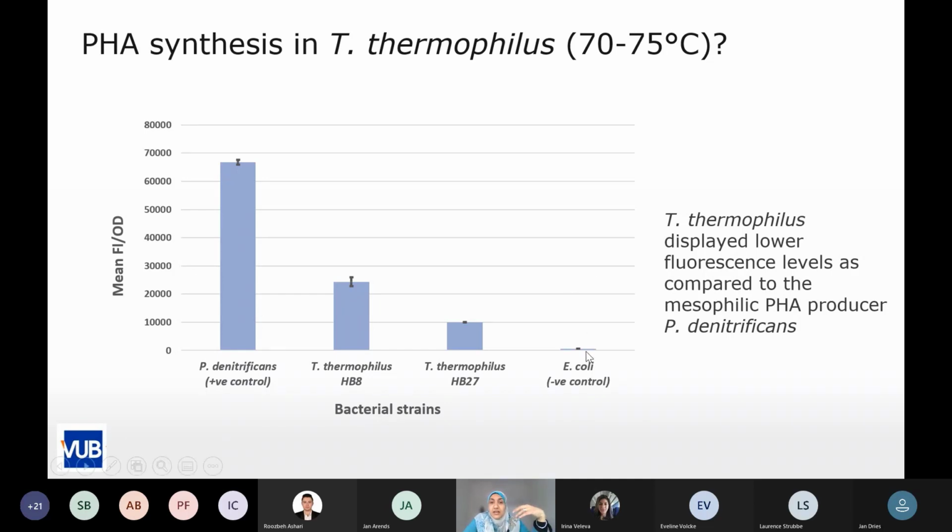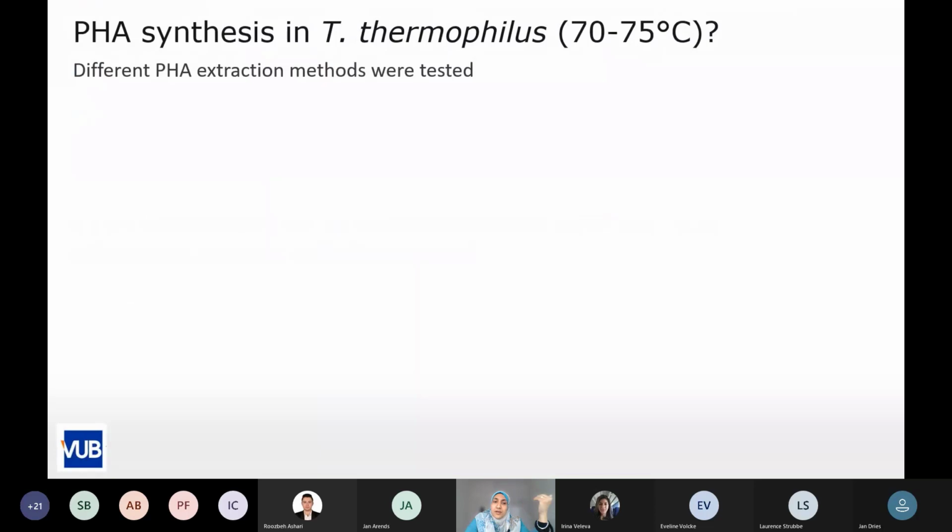And I'm also using E. coli as a negative control because naturally it doesn't produce PHA. Here we can see from Thermus thermophilus there is some fluorescence, but much less than Paracoccus denitrificans. So we went to the next step, trying to do PHA extraction.